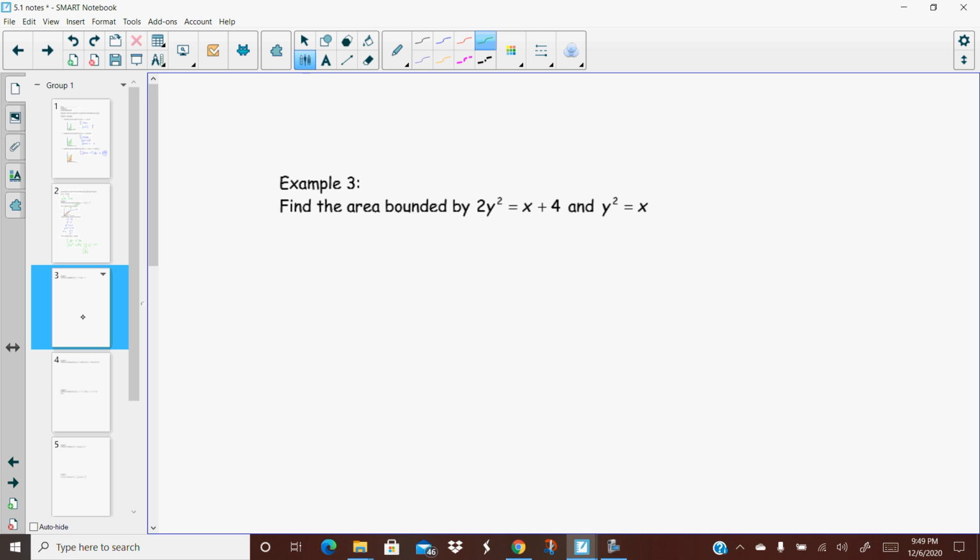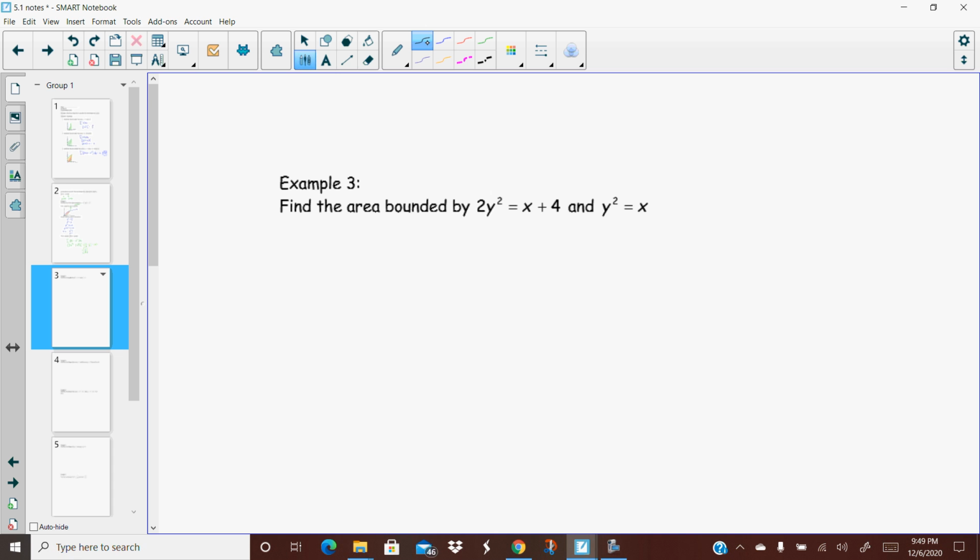Here we want to find the area bounded by the curves 2y squared equals x plus 4 and y squared equals x. These curves are getting a little bit more challenging. One thing you have to recognize is that these are parabolas. However, the y is the squared part this time, not the x. So that means these parabolas open sideways.